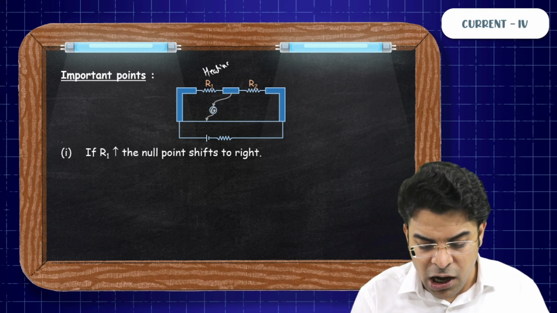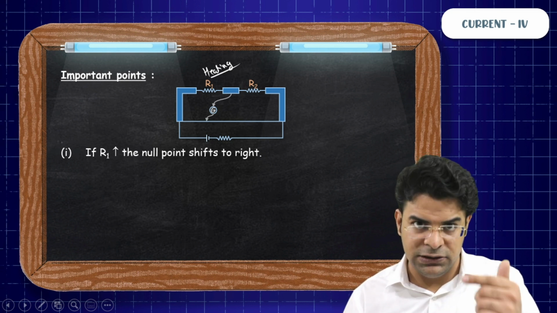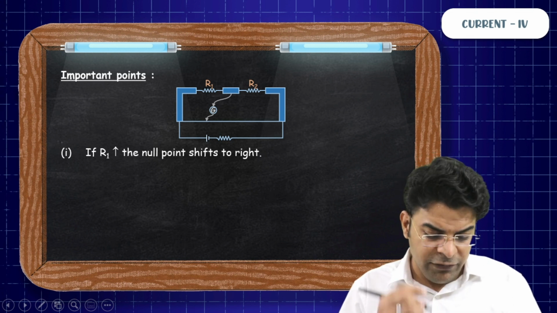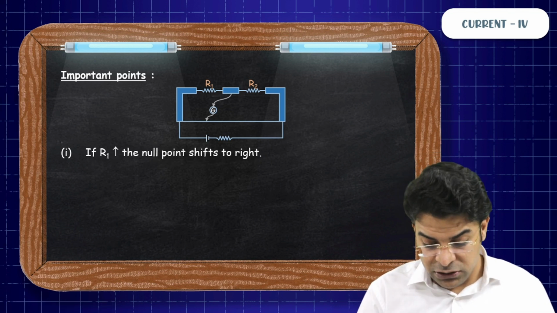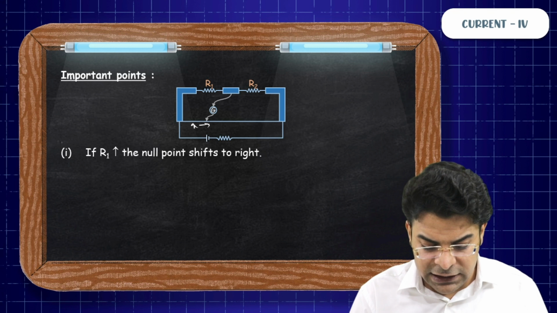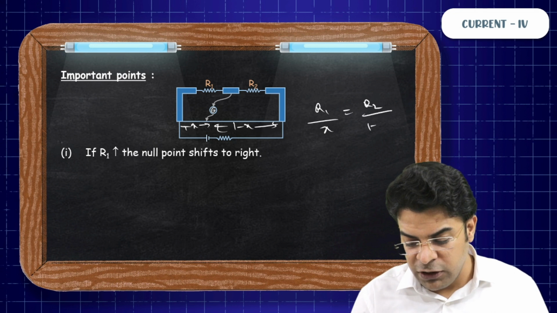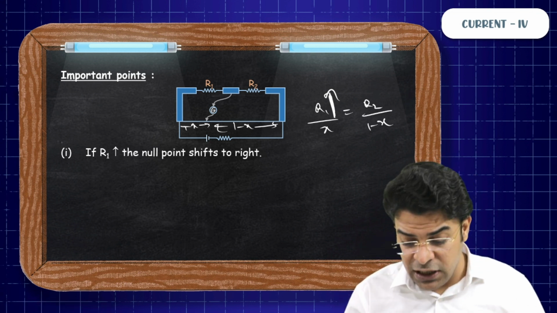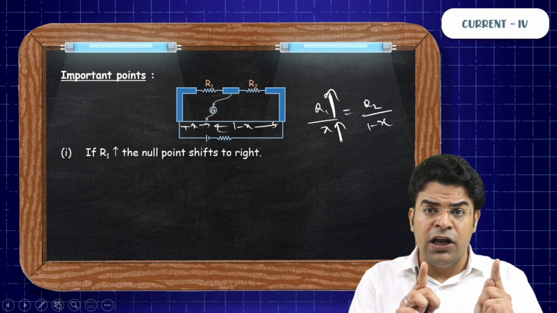On heating a particular resistor, what happens? On heating a particular resistor, its resistance increases. So if R1 increases, the null point will shift to the right. So the new null point will be found somewhere here. Sir, how can you say this? See, can I say that R1 upon X equals R2 upon 1 minus X? Yes, sir. So if you increase R1, so as to maintain the ratio, the X should also increase. That's why on increasing R1, the null point shifts towards the right.